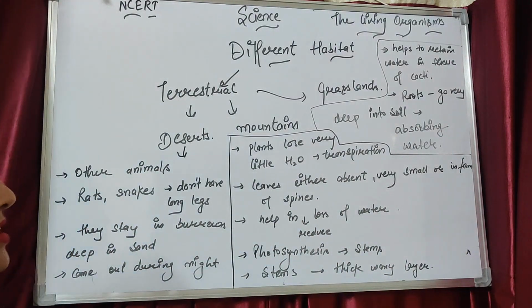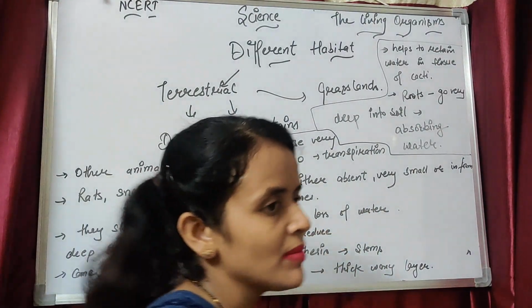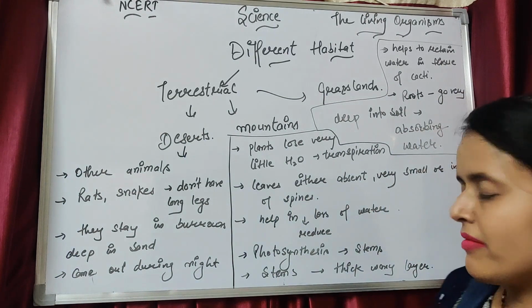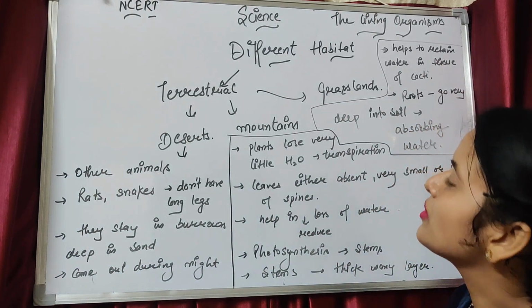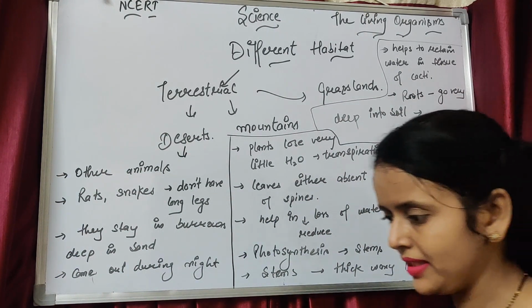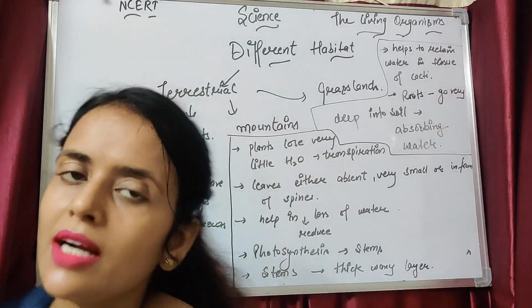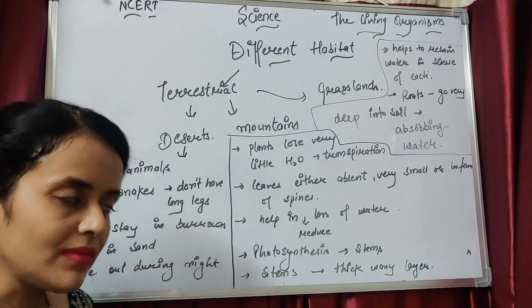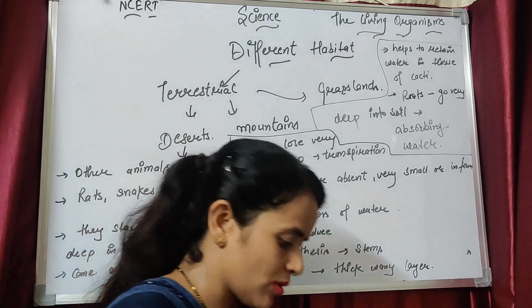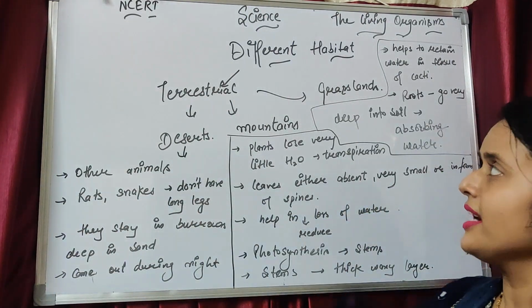So yes, today we will start our chapter, the living organism, continuing from yesterday where we left. Yesterday we studied the habitat and the adaptation of plants and animals. Today we will discuss the different habitats and adaptations.